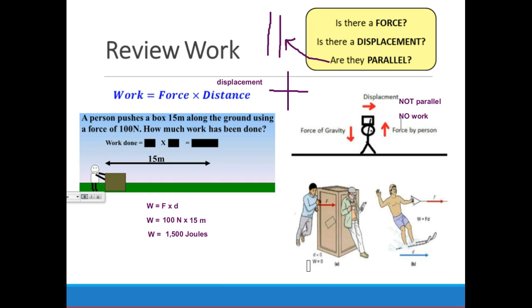What about down here? Again, we can see this person, he's pushing on the box, but there is no displacement. Is there work done here? Again, take a look at our three things. There has to be a force, there has to be a displacement, they have to be parallel.